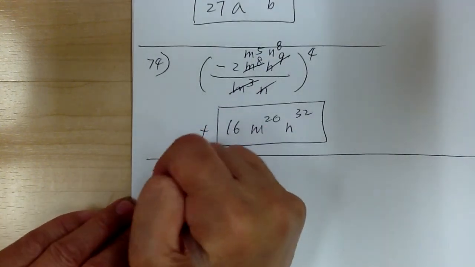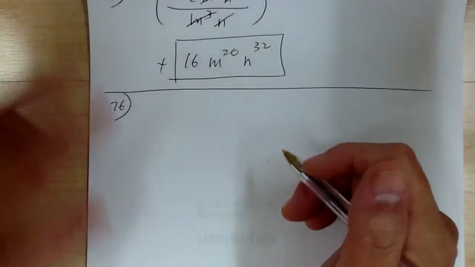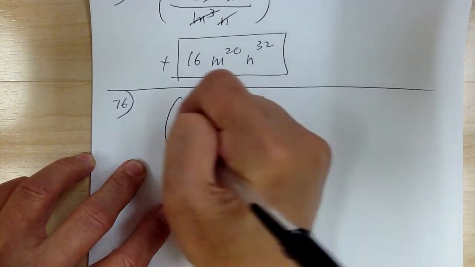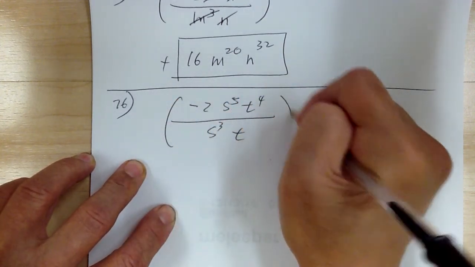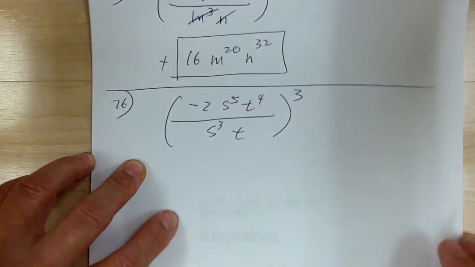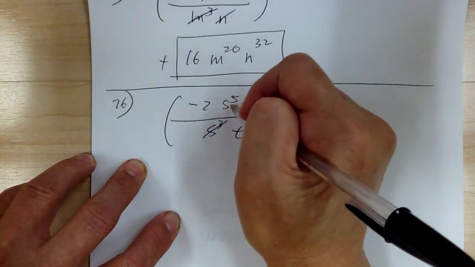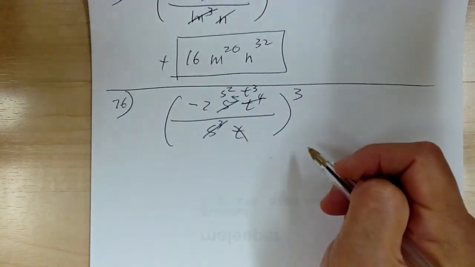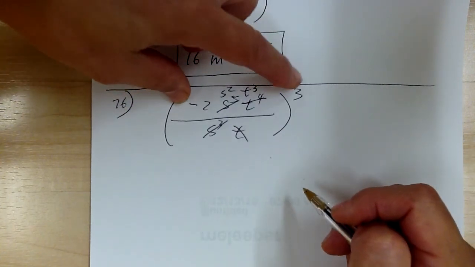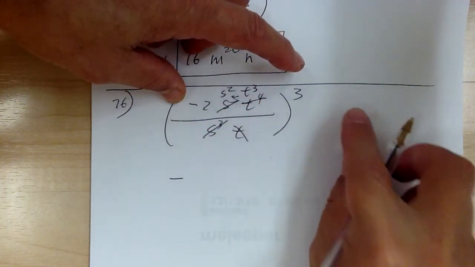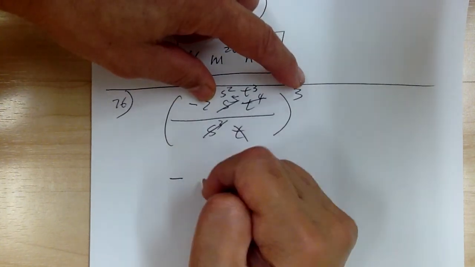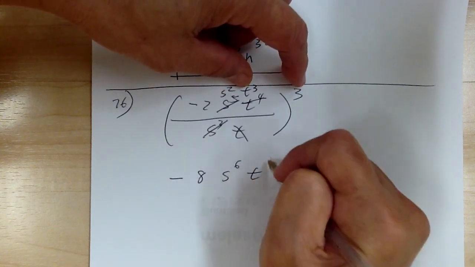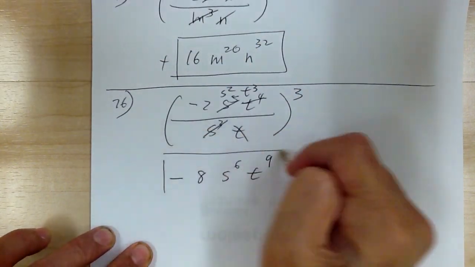Okay, let's go to 76. You have (negative 2s to the 5, t to the 4, over s to the 3, t) to the 3 power. Again, there's no negative exponent, so you can cancel things out first. So s to the 3 and s to the 5 give you s squared, and the t's cancel to give you t to the 3. Now you can apply the power rule. Negative to the 3 power, you get negative, because negative times negative times negative gives you negative. 2 to the 3 power is 8, so you just go down each item. So this will give you s to the 6, and this will give you t to the 9, and that's it. That's your answer.